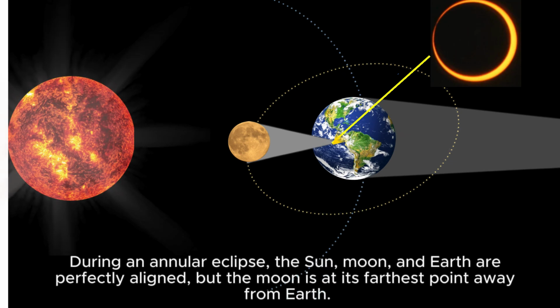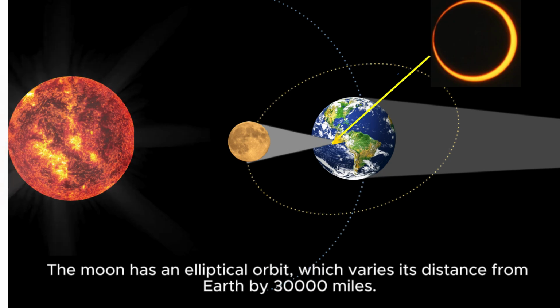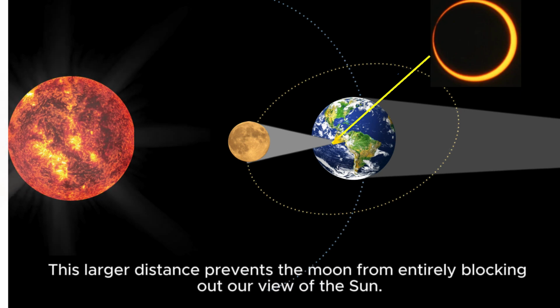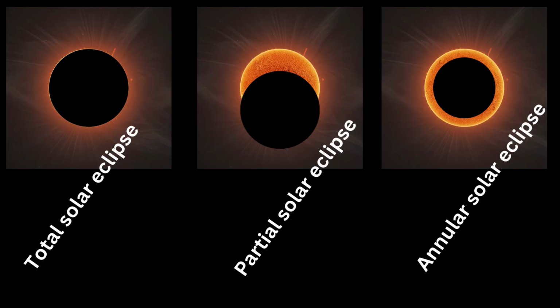During an annular eclipse, the sun, moon, and Earth are perfectly aligned, but the moon is at its farthest point away from Earth. The moon has an elliptical orbit, which varies its distance from Earth by 30,000 miles. This larger distance prevents the moon from entirely blocking out our view of the sun. Instead, we still see a ring of light around the edge of the moon.